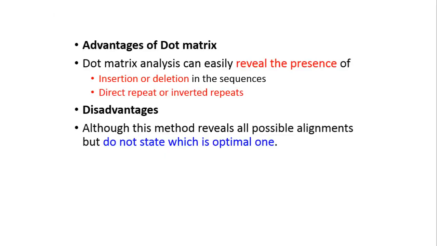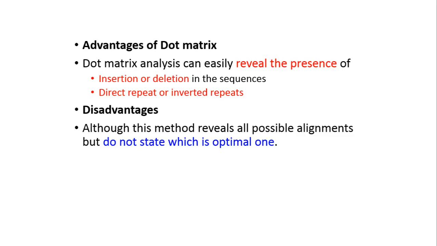So, the advantages of the dot matrix method are obvious. Okay, so this dot matrix analysis can easily reveal the presence of insertions or deletions in the sequences. Why? Because the position of the diagonal would shift with respect to each other, and you can identify various forms of repeats that I have mentioned.